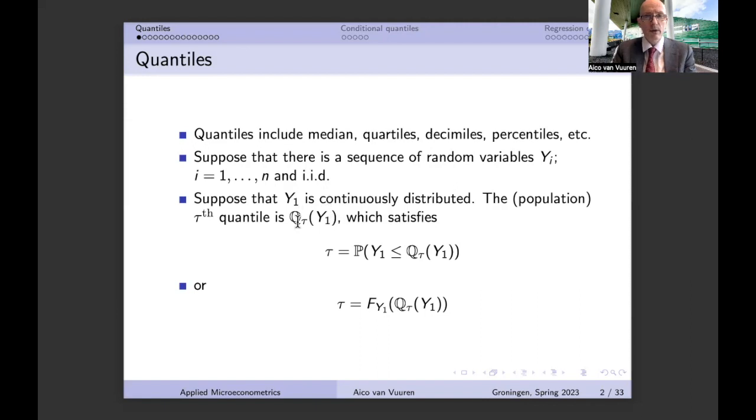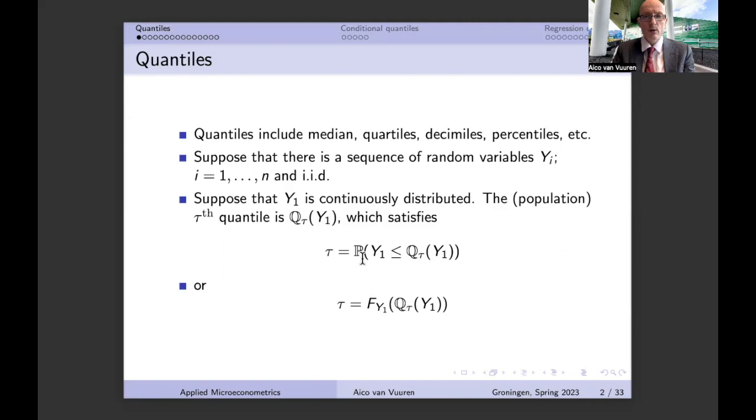Also take into account that this notation is quite like the notation that you already know from a mean, because remember that a mean is usually a mathematical E and then Y_1, and here we now have a Q. And a population quantile is always going to satisfy the following. It's going to be exactly that number that makes the probability that Y_1 is smaller or equal to that number equal to this tau that we have over here. Tau equal to a half means that we're looking at the median. Tau equal to 0.25 is the first quartile, etc.